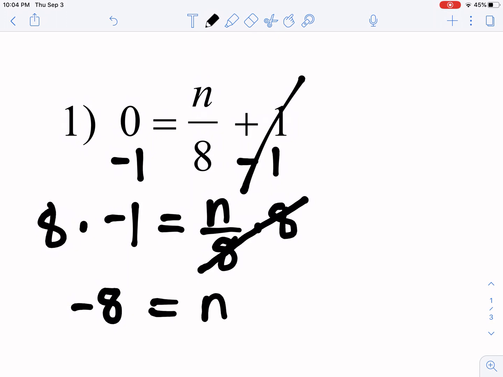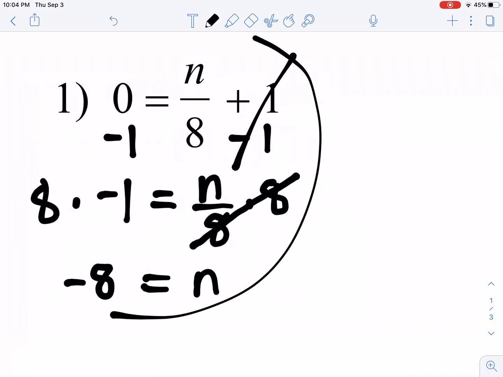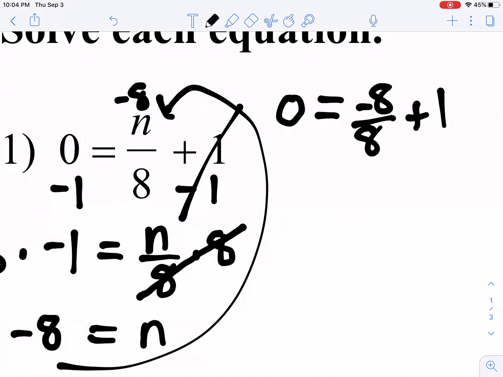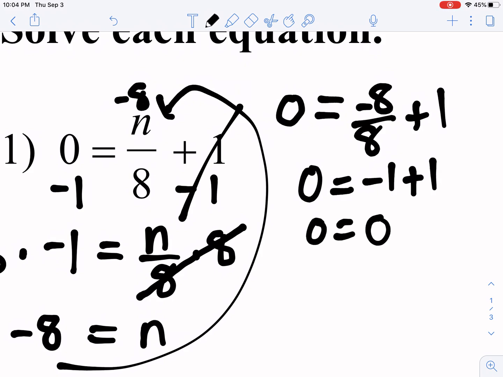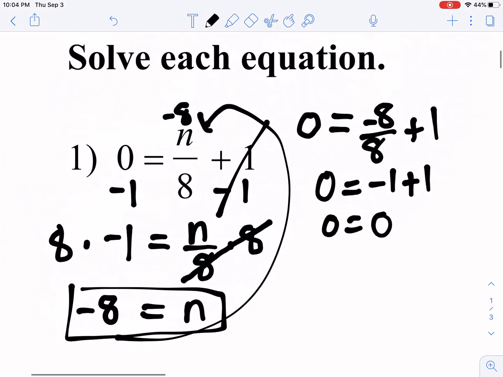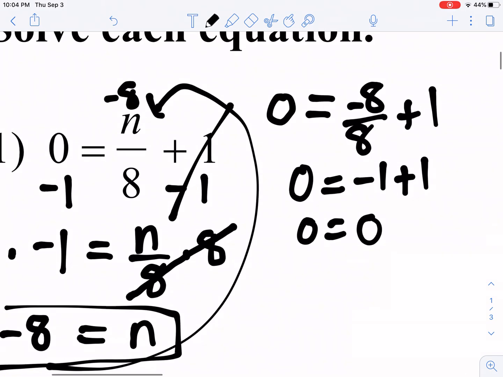And we could check this. We could plug a negative 8 back in and check, okay? So in our original equation, we'd have 0 is equal to, if I plug in a negative 8 for n here, let's see if that comes out to be 0, okay? Well, what's a negative 8 divided by 8? Negative 1, right? And then a negative 1 plus 1? 0. So we know that we're correct here and that negative 8 equals n is our answer because we get out what we wanted in the original equation, okay?